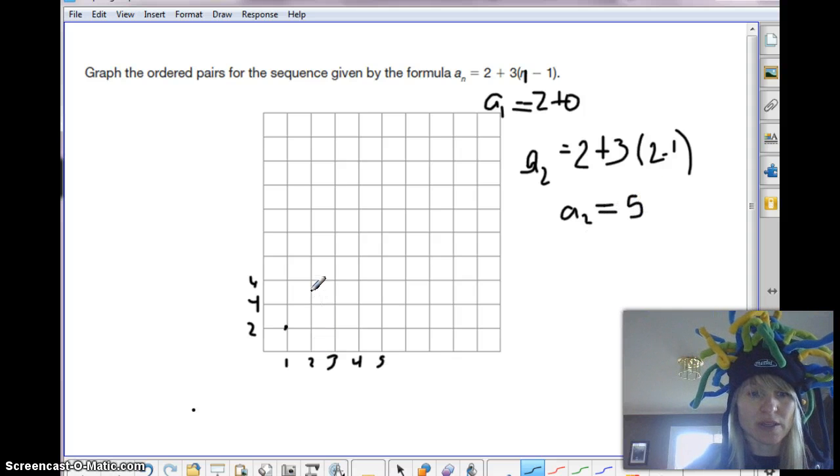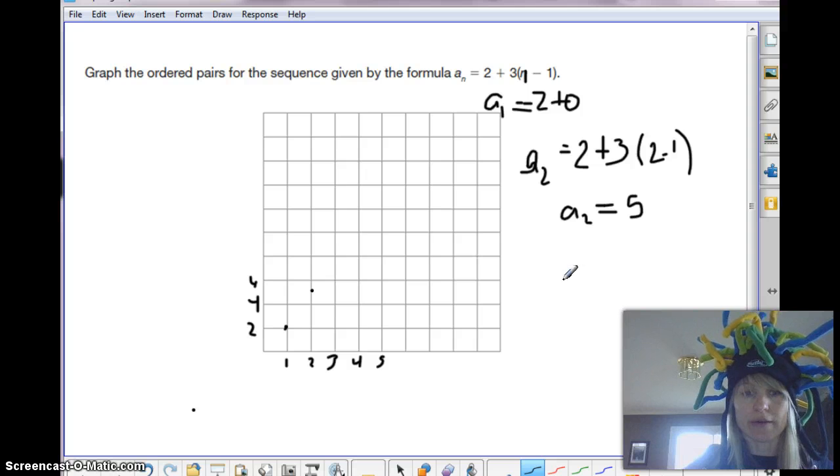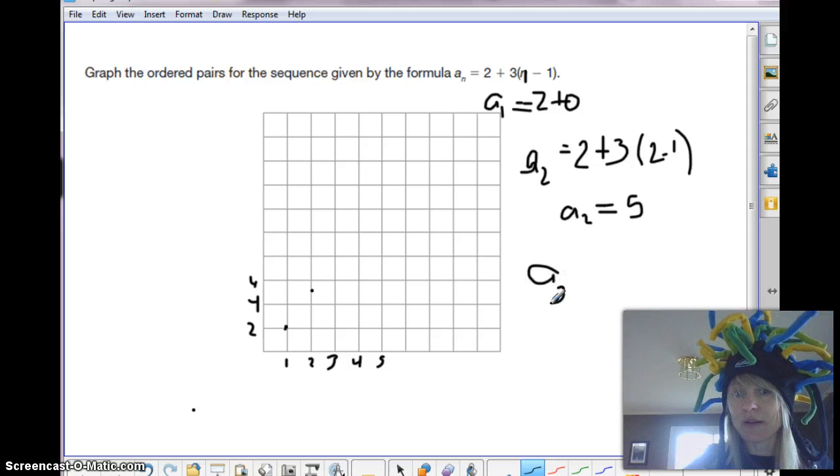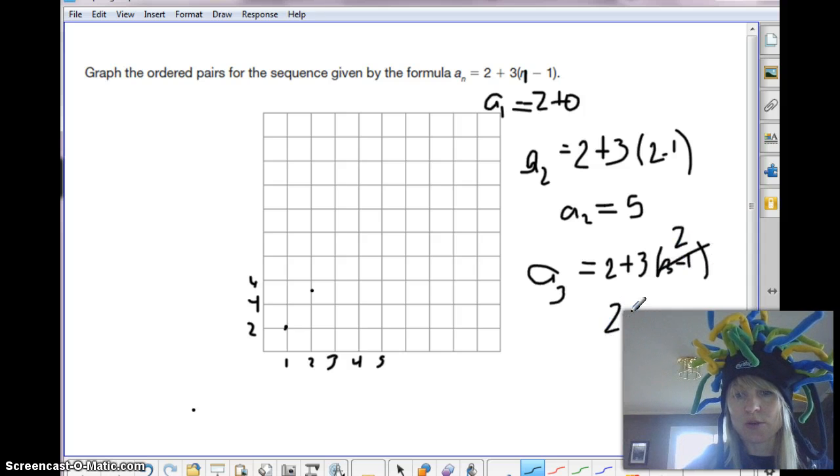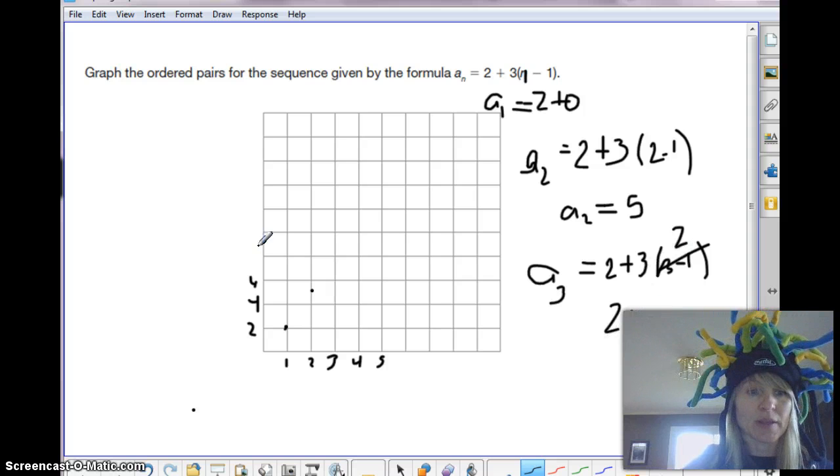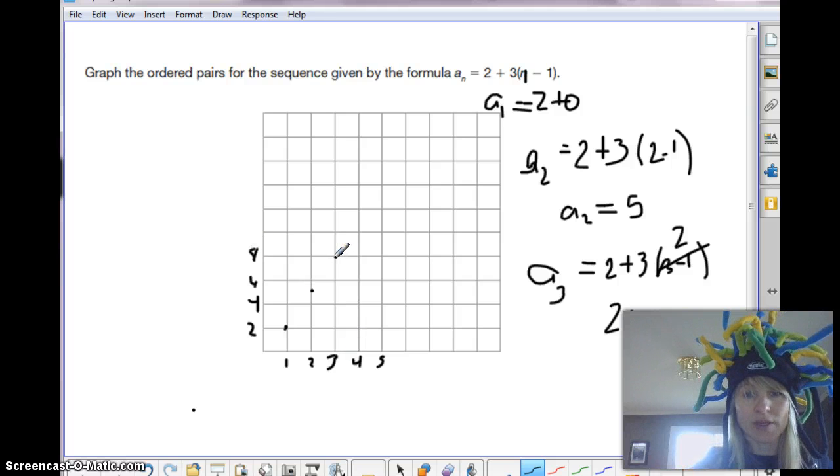So my second term is going to be 5, which we'll put there. And then we want to find a third term. So this would be 2 plus 3, and then our third term, 3 minus 1. So that's going to give me 2. 2 plus 3 times 2 is 6, which would give me 8, right? So my third term should be 8 here, okay?